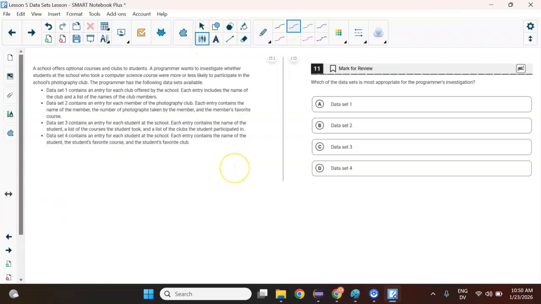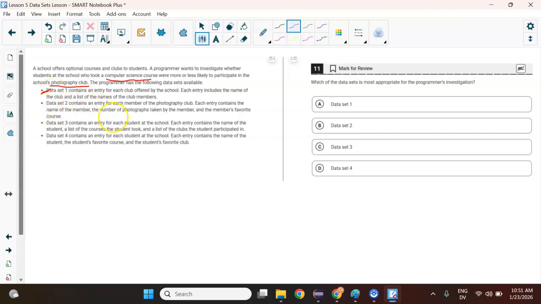Okay, and honestly, this is just reading really carefully, because I had to read this a few times before I got the right answer. So we want to know about their courses. The students that took the computer science course, were they in the photography club? So we need information about both the clubs and the courses. If you look at data set 1, it's just the club data. So it doesn't have anything about courses, so that's not going to work.